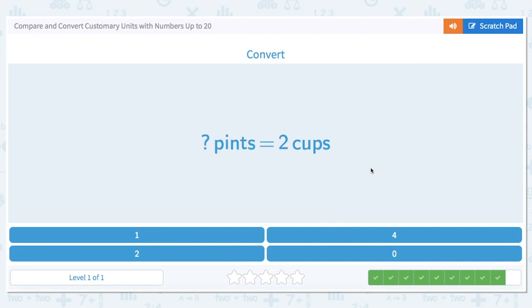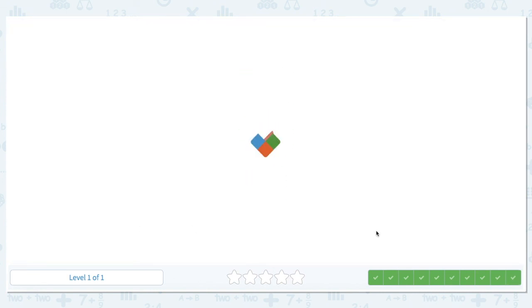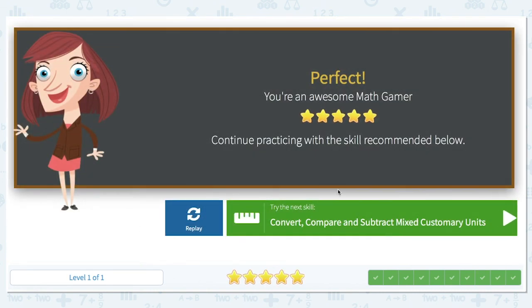How many pints equals 2 cups? Again, this is where our chart can come in very handy if you don't know this. 1 pint is the same as 2 cups. And there we go. There are lots of other customary units of measurement that you can work with. So again, find yourself a good chart to use when you practice these.